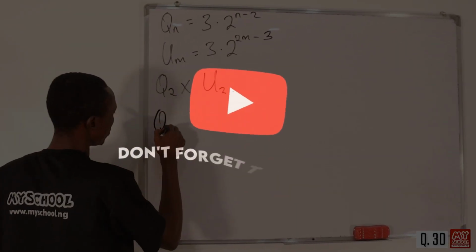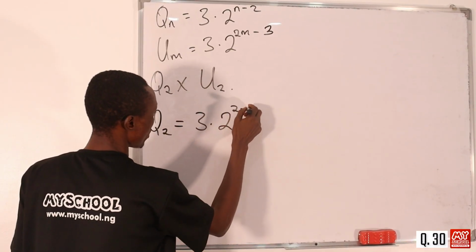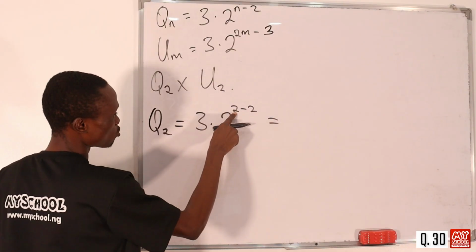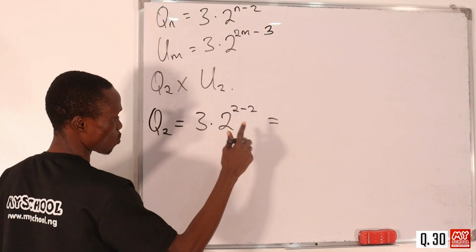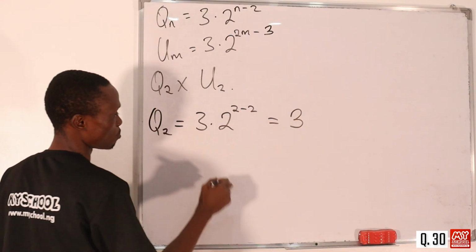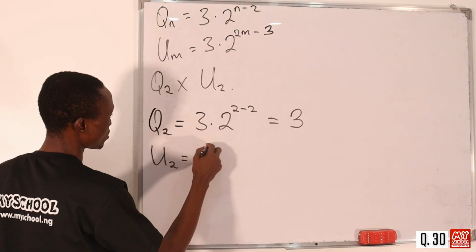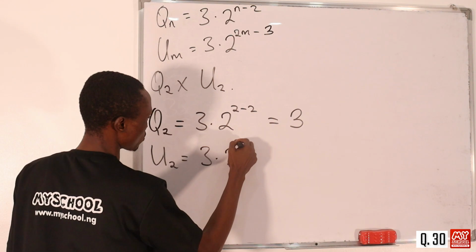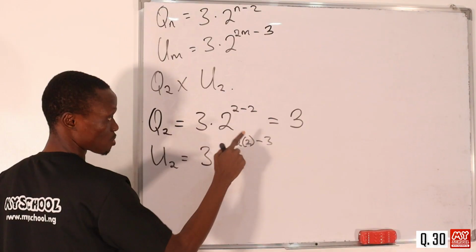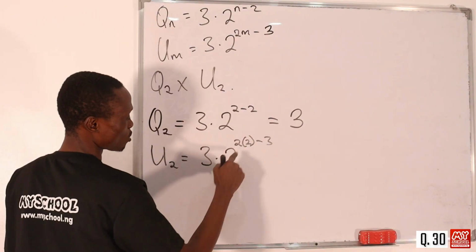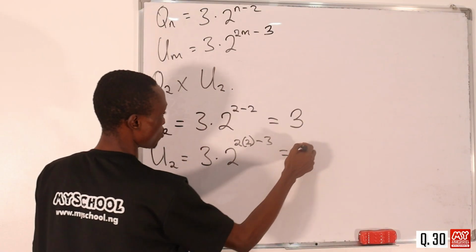So for Q2, in this case, we'll be having 3 times 2 raised to power 2 minus 2. Now remember that 2 minus 2 is equals to 0, and 2 raised to power 0 is equals to 1. So here we'll be having 3 because 3 times 1 is equals to 3. While for U2, we'll be having 3 times 2 raised to power 2 bracket 2, then minus 3. So 2 times 2 is 4, and 4 minus 3 is 1. So 2 raised to power 1 is 2. So here we'll be having 3 times 2, and that will be equals to 6.